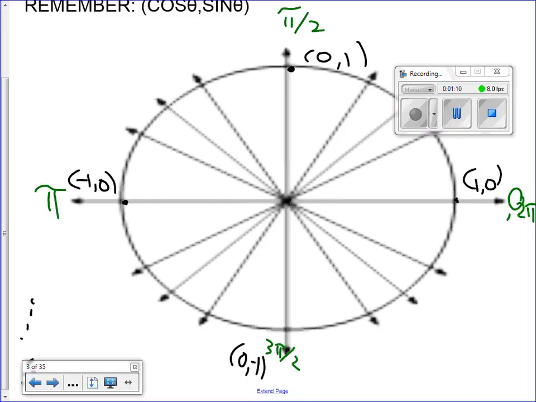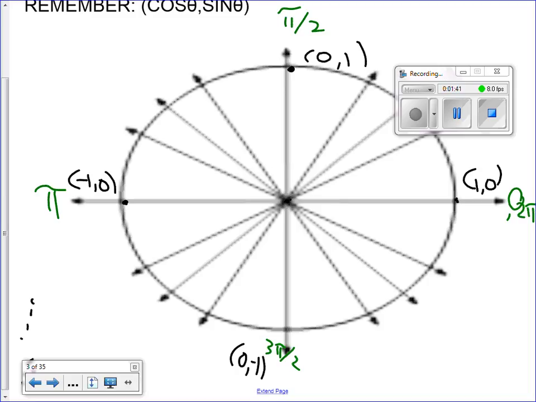all the quadrantal angles. So if I were to ask you guys, ready, what's the sine of pi over 2? What would you say? 1. Yeah. Remember, the sine is the y-coordinate. So if you know the coordinate of the point, you know the cosine and the sine. How about the cosine of 3 pi over 2? 0.